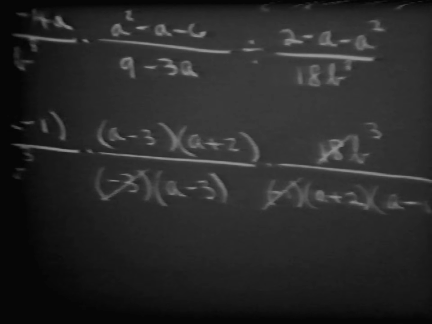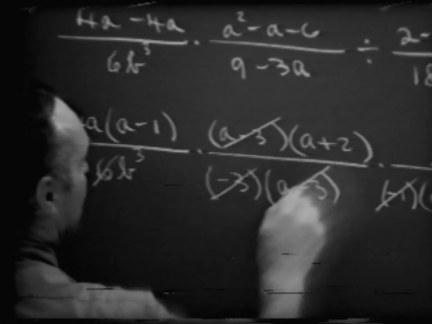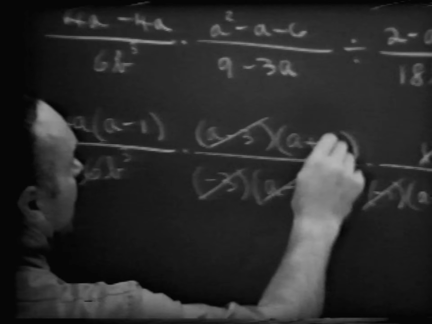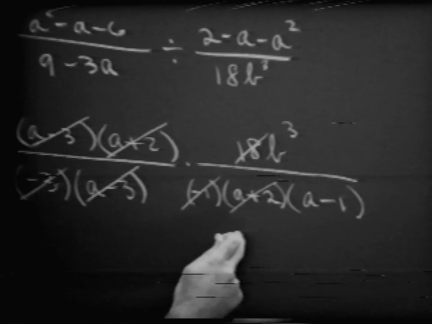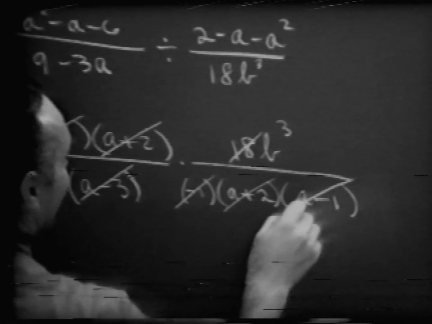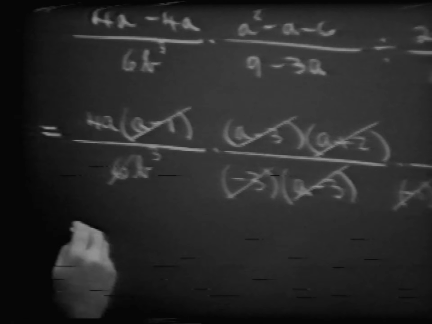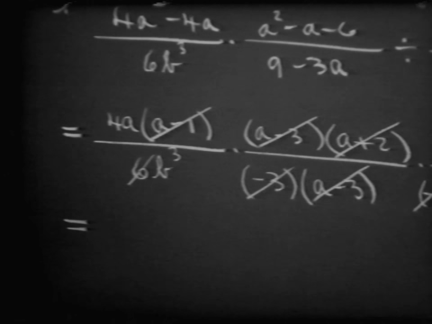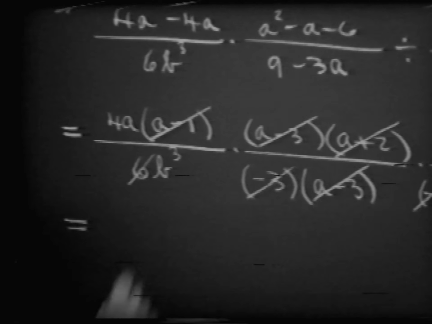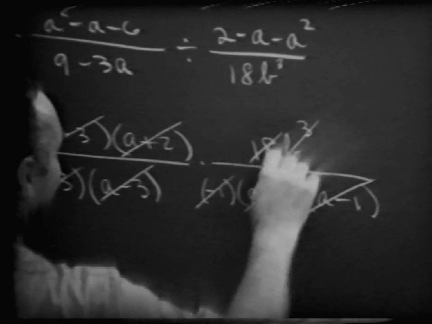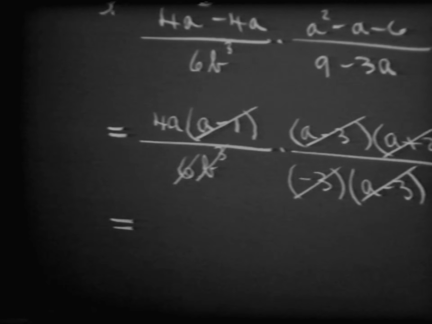Now, let's see what else we have. A minus 3 divided by a minus 3 is 1. We have a plus 2 over a plus 2 is 1. And we still have a minus 1 divided by a minus 1 is equal to 1. And the whole expression then reduces to... Oh, we still have b cubed divided by b cubed, which is a name for 1. Good. And the entire expression then is equal to what?